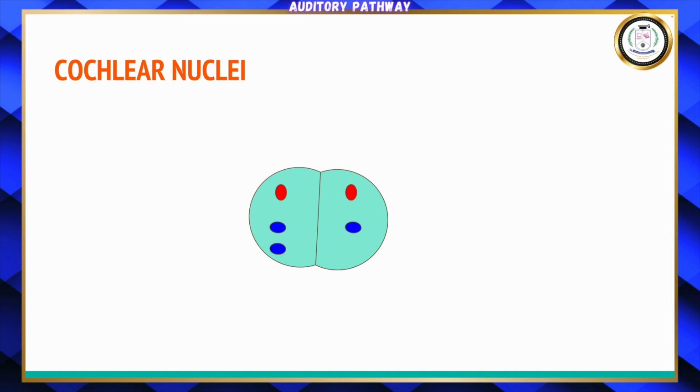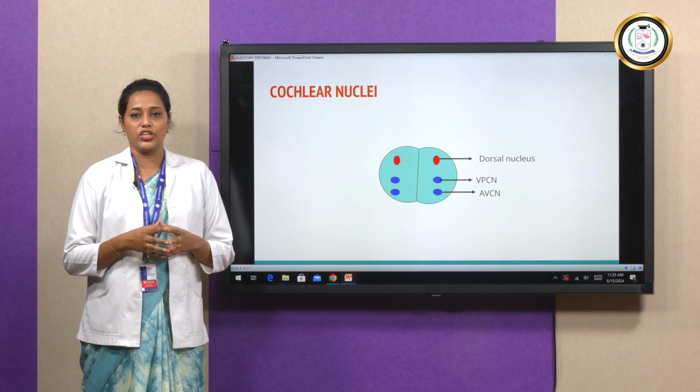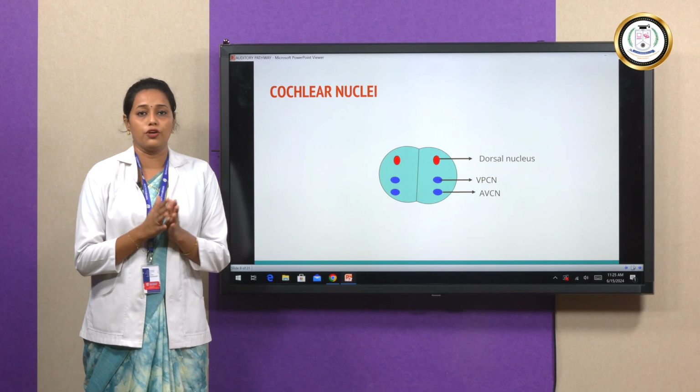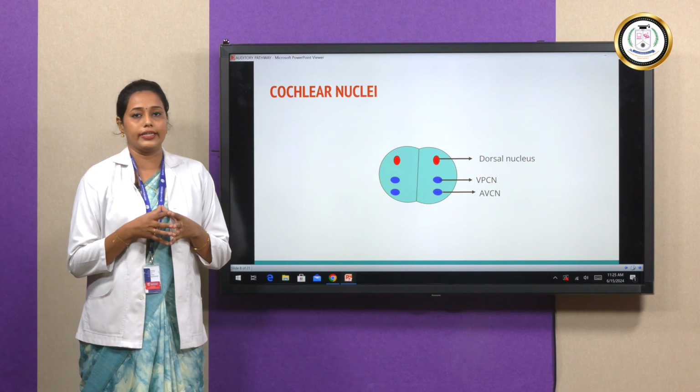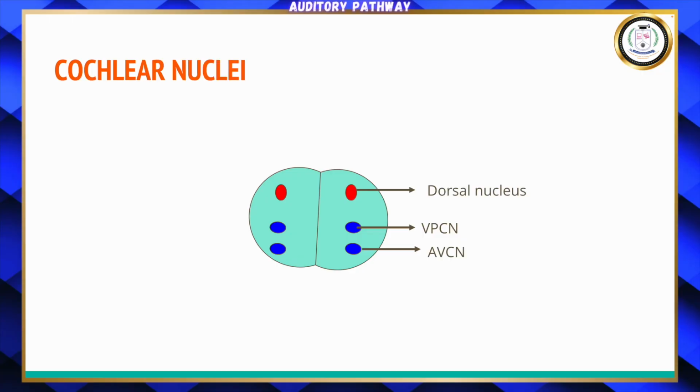As we discussed, the cochlear nucleus is composed of two distinct nuclei, that is the dorsal nucleus and the other one is the ventral nucleus. The ventral nucleus is of two types. The first one is called the ventro-posterior cochlear nucleus and the other one is called the antero-ventral cochlear nucleus.